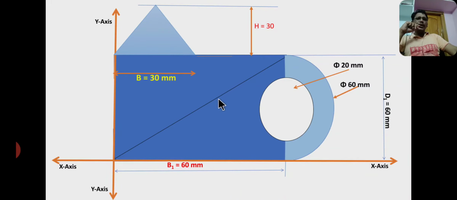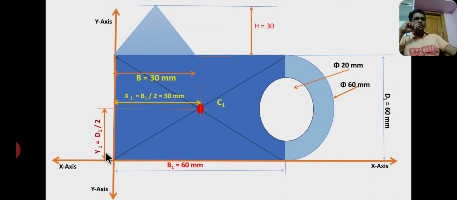Now I am drawing the diagonal lines to look at the individual centroids. So here this point C1 is the centroid of a square section at a distance of base by 2 and height by 2. x1 equal to base by 2 equal to 30 mm, and y1 equal to height by 2, that is equal to d1 by 2 equal to 30 mm.